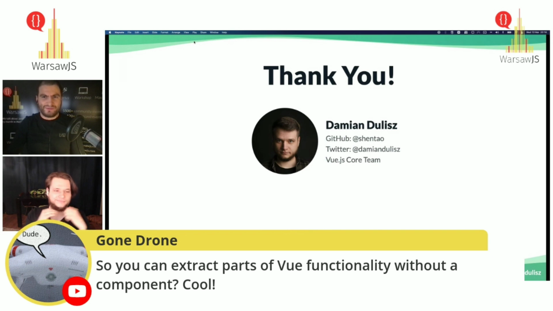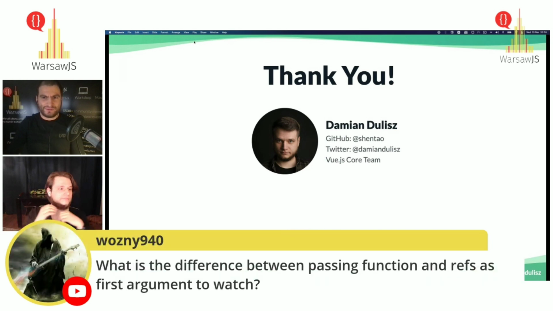Okay, and now a real question. What is the difference between passing a function and refs as the first argument to watch? The first argument is the watch target: what should we observe and react to, right? If you pass a ref or an array of refs, this is what you will be observing. Whereas if you pass a function, it's more like a computed property.